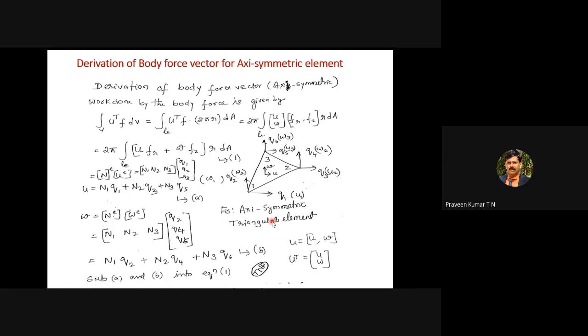So again, we require the U transpose. The work done because of the body force is given by force into distance, where the force is nothing but the body force.